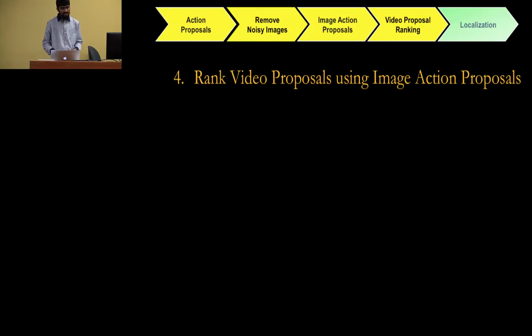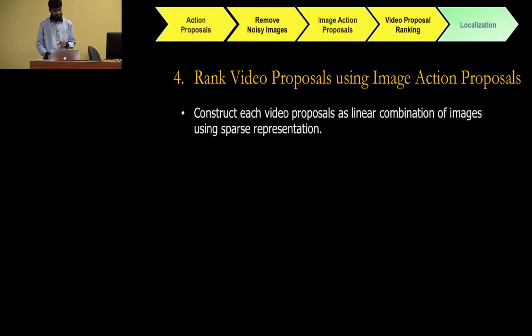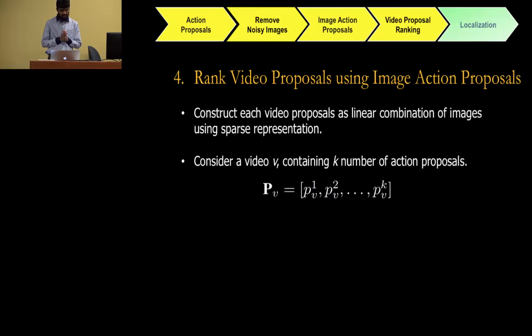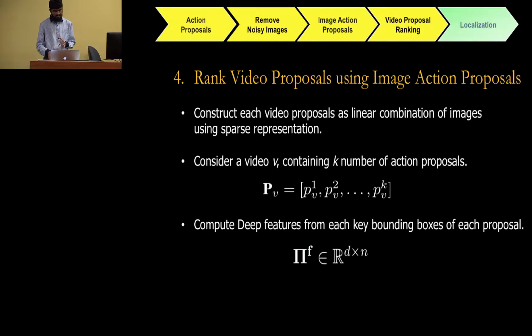So now we have the action proposals in the videos and we have action proposals in the images. So what we do is that we reconstruct action proposals in the videos using a linear combination of the action proposals in the images using sparse representation. So consider video V where we have K action proposals. We extract the VGG16 features from each of the key frames, and this phi basically represents a matrix, where D is the dimension of the feature and N is the number of key frames in the video.